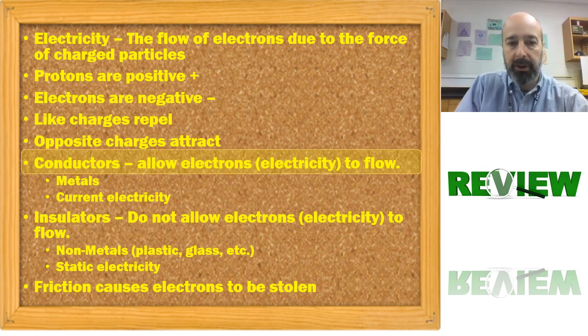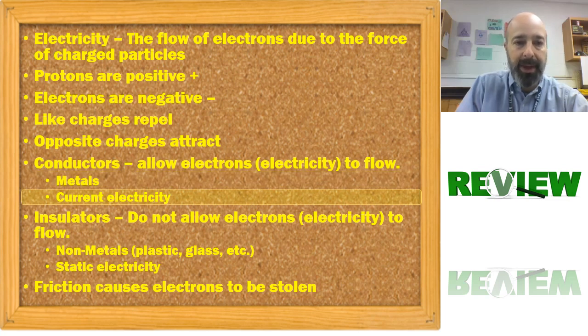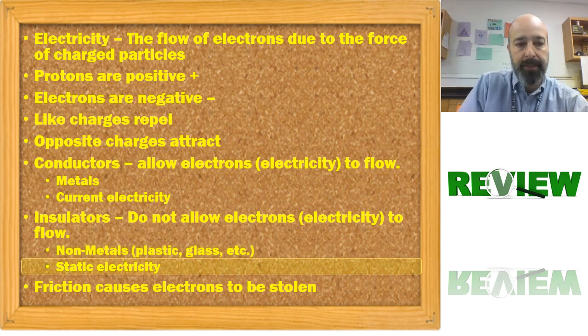We learned about conductors, which allow electrons or electricity to flow. Conductors are metals, and they are usually involved in what's called current electricity, or the flow of electricity. But what we were talking about today was more about insulators. They do not allow electrons or electricity to flow. They usually are non-metals like plastic, glass, and things like that.